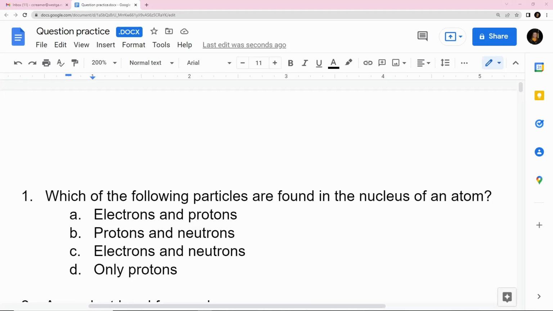Okay, today we're going to look at some practice questions. And our first practice question is as follows. Which of the following particles are found in the nucleus of an atom? Electrons and protons, protons and neutrons, electrons and neutrons, or only protons? All right, if you answered B, you would be correct.